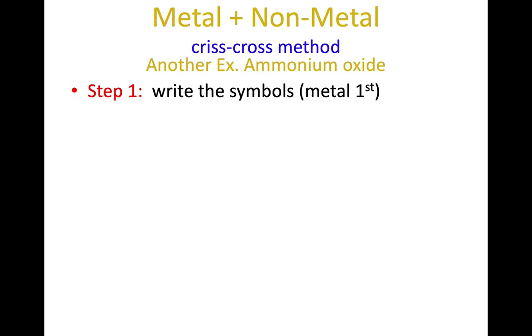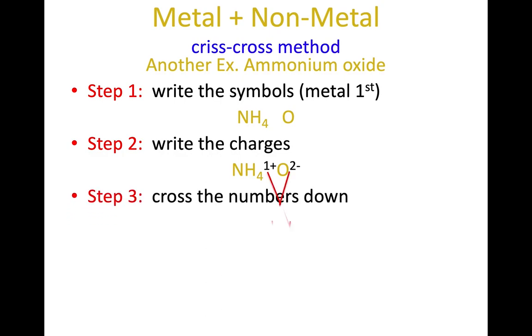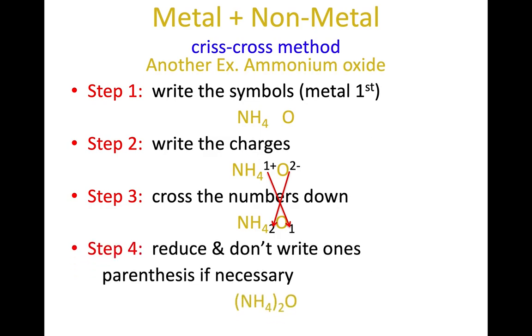So we're going to start with the symbols. And the symbol for ammonium is NH4. For oxygen, it's O. Symbols, charges: NH4 is +1, oxygen is -2. We're going to cross those numbers down, so the 1 from ammonium becomes the subscript for oxygen, the 2 from oxygen becomes the subscript for ammonium, and we're going to reduce, but you can't reduce 2 and 1, they are already reduced. But what we're going to do here is make sure that we put parentheses. This is very mathematical. This 2 right here applies to the entire ammonium, so you have to put parentheses around the ammonium, so it becomes (NH4)2O.